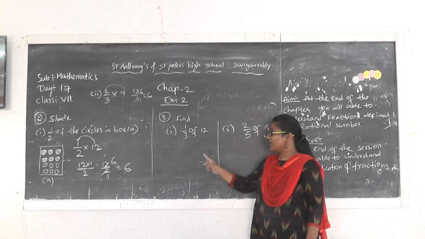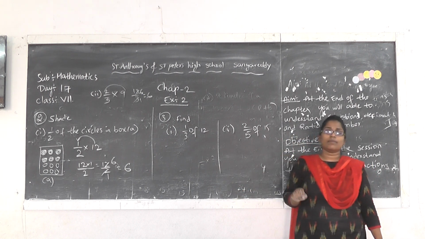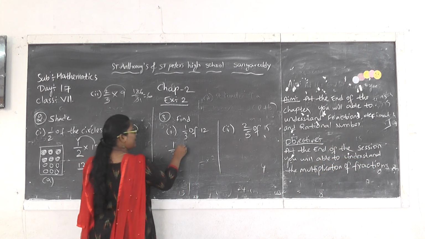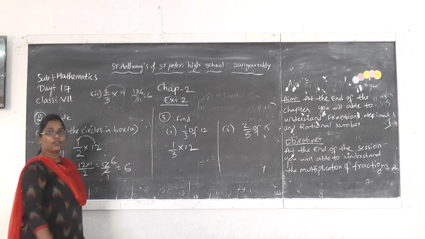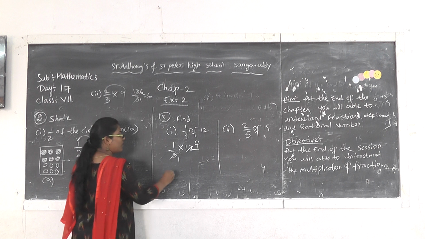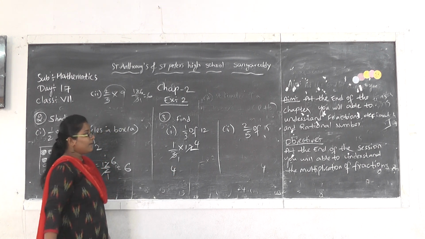Third, first question: 1 by 3 of 12. What is 1 by 3 of 12? Of indicates multiplication. So 1 by 3 into 12. 3 fours are 12. The answer is 4. Now next.